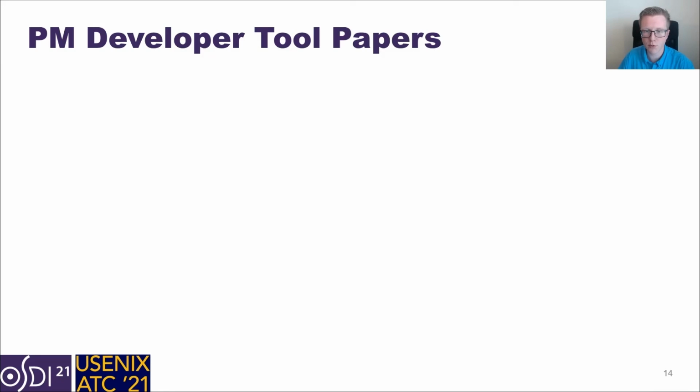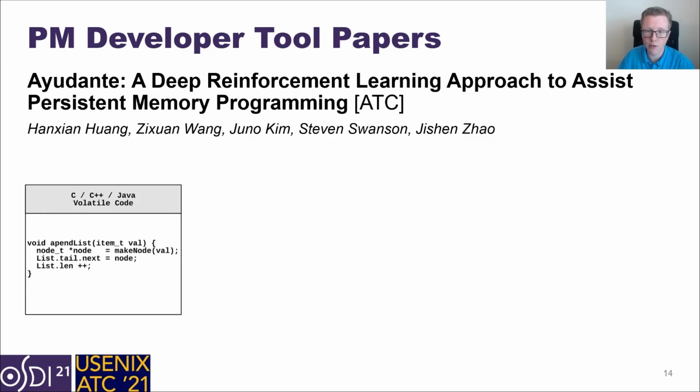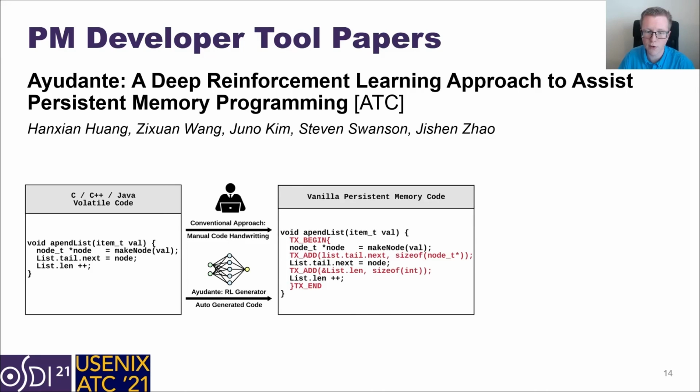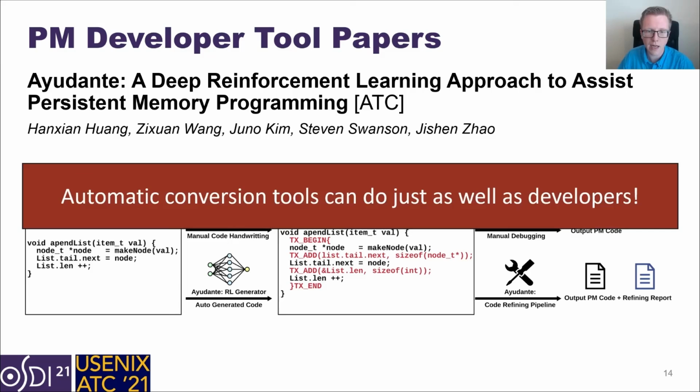To help developers port volatile data structures to persistent memory, one group of researchers has developed Ayudante, which uses a reinforcement learning approach to help persistent memory developers. Ayudante uses a reinforcement learning pipeline to automatically generate persistent memory code and checks for volatile data structures, and then generates a report that developers can later use to further refine and optimize the automatically generated persistence code. Ayudante demonstrates that automated approaches are able to automate many of the tedious parts of persistent memory programming and can do its job as well as developers can.